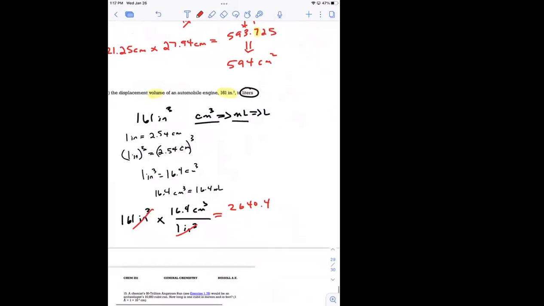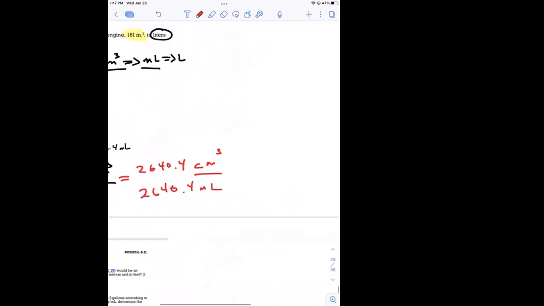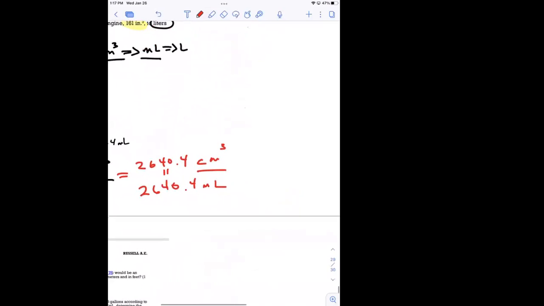All right, let's say, and this is in cubic centimeters, yes? Yes, sir. All right, now we can interconvert cubic centimeters and milliliters because we know that 1 cubic centimeter is the same as 1 milliliter. So let's say that this is 2,640.4 milliliters. How do we convert that into liters? Because these two are equivalent.